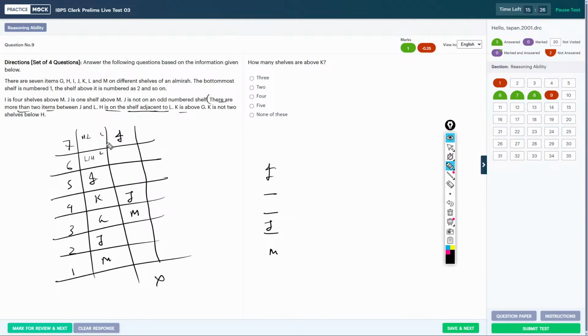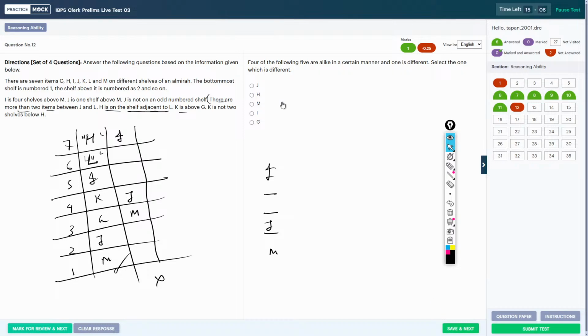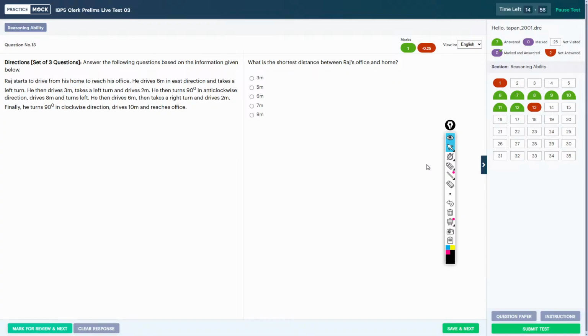K is above G. K is not 2 shelves below. So H here, L here. How many cells above K? 3. 1 shelf above G, K. How many shelves H and K? 2, 4 alike. So odd. Which one is that even? J is that even. So H, M, I, and G.